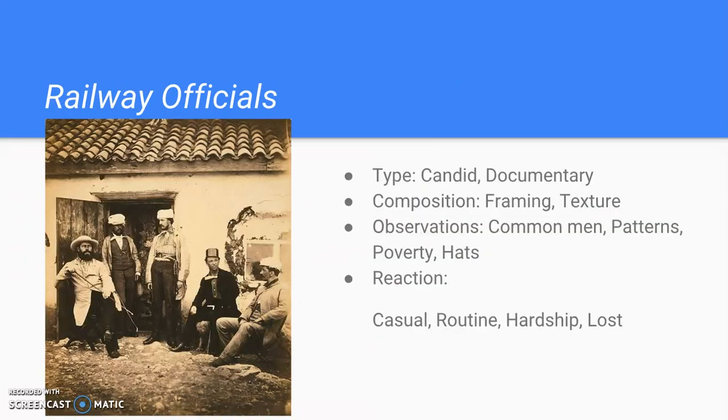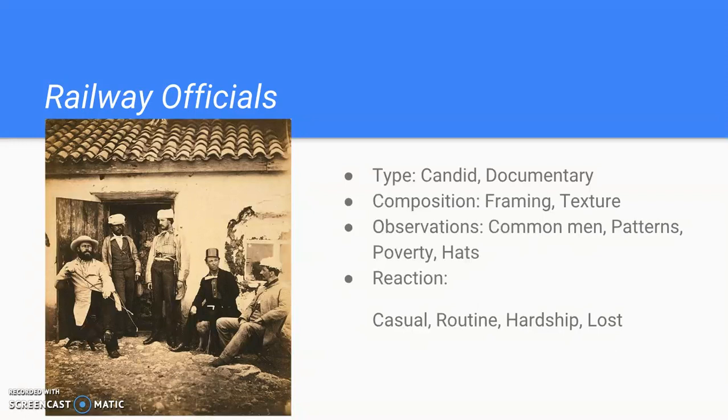This is railway officials, and it's very candid, and it's also a documentary photo. You can see the framing of the doorway and the two men in the center. You can also see the texture and pattern of the roof as well as all their different clothing. They're all wearing different types of clothing. And I noticed that it looks very impoverished in this area because of the cracking of the building and the sidewalk and everything.